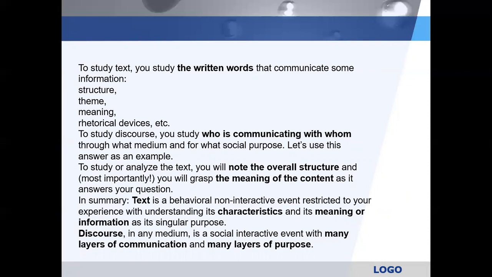Let's use this concept as an example. To study and analyze the text, we will note the overall structure and, most importantly, you will grasp the meaning of the content as it answers the question. Summary: text is a behavioral, not interactive event restricted to your experience, with understanding its characteristics and its meaning for information as its singular purpose. Discourse in any medium is a social interactive event with many layers of communication and many layers of purpose.